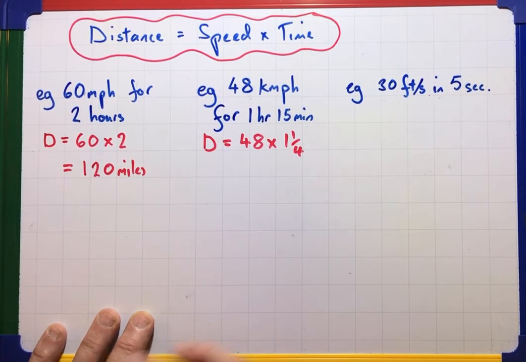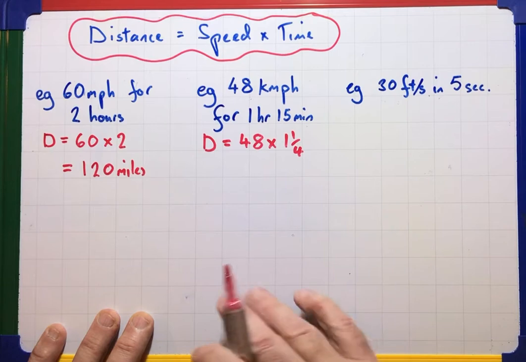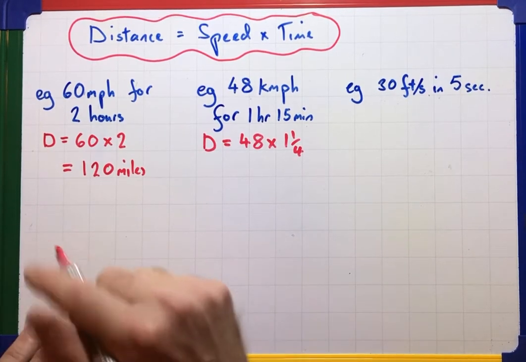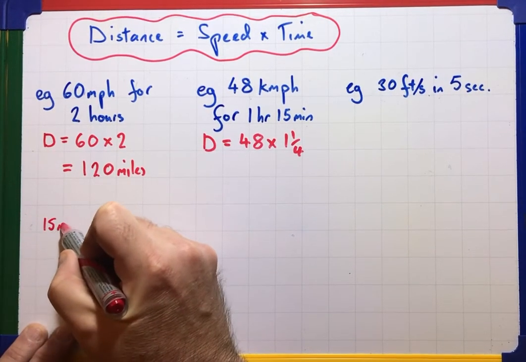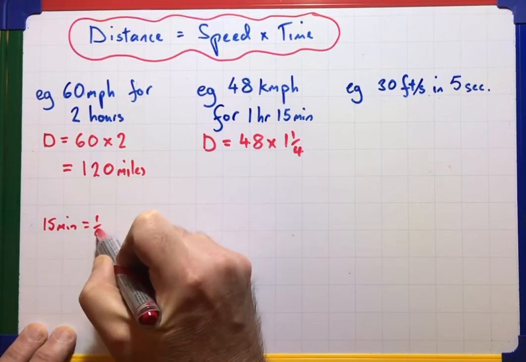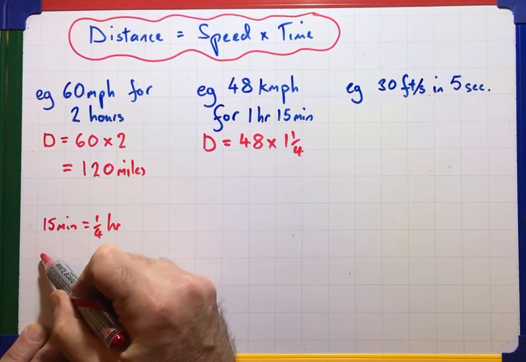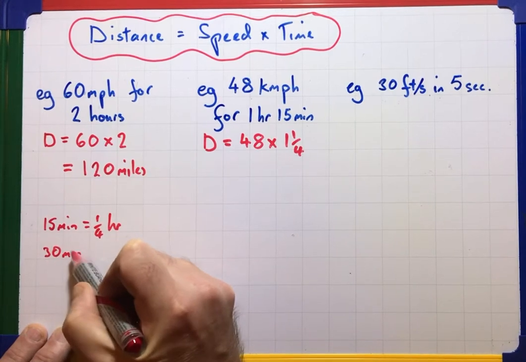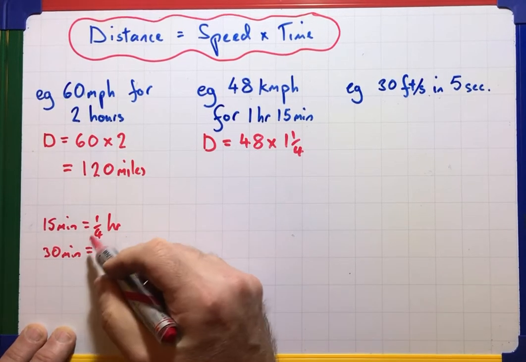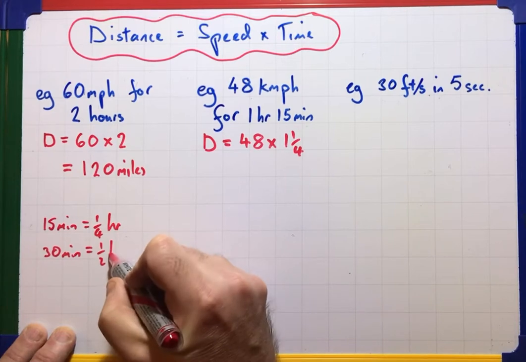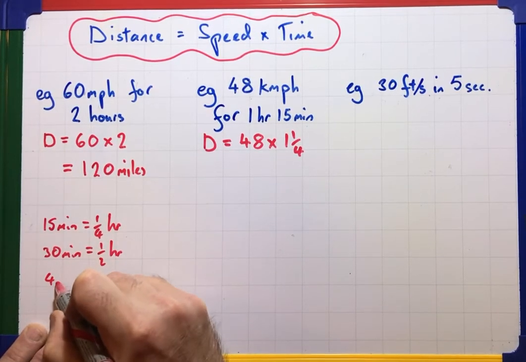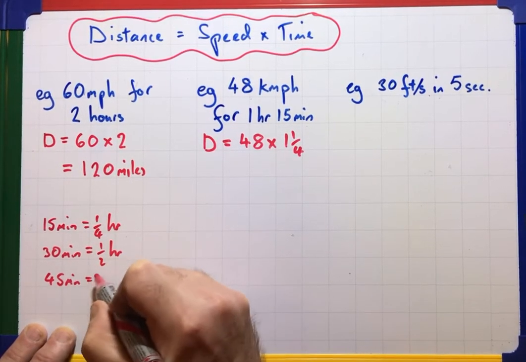Remember, 15 minutes is a quarter of an hour, 30 minutes is half an hour, and 20 minutes is a third of an hour. But we've got a quarter of an hour here, and 45 minutes is 3/4 of an hour. So it's worth remembering: 15 minutes, a quarter of an hour, 30 minutes is half an hour, and 45 minutes is 3/4 of an hour.